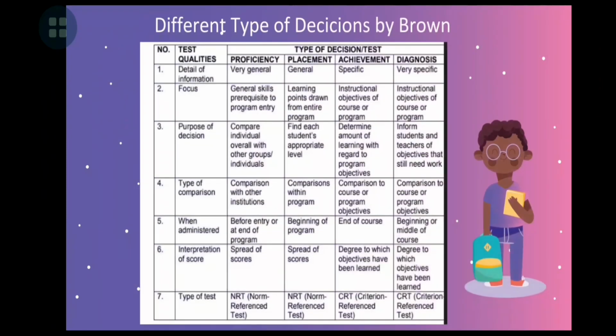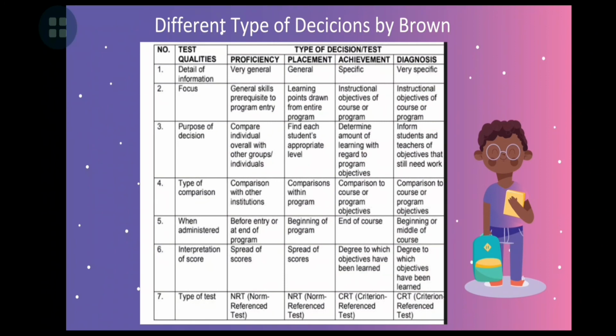Next are the different types of decisions by Brown. We can see there are four different types of decisions by Brown. So from the table, we can conclude that, first, there are differences in the degree to which the information provided by the test is general or specific. Second, the focus of each type of test differs from general skills prerequisite to the program to very detailed analysis of the student's ability to perform on instructional objectives.